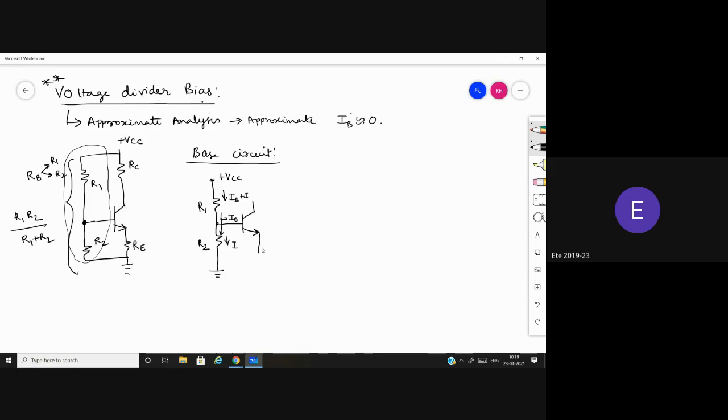In order to find the voltage at this point, is it mainly dependent upon R2 or upon R1? Even though these two play an important role in fixing this voltage, mainly this voltage is dependent upon R1 or R2? R2. How can you tell it is R2? Why not R1? Because IB is considerably small compared to I.